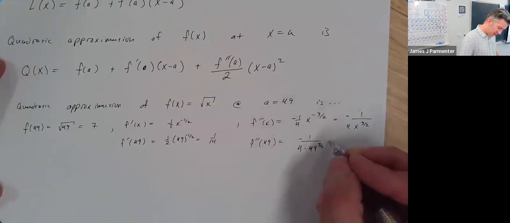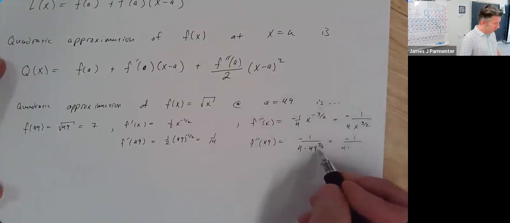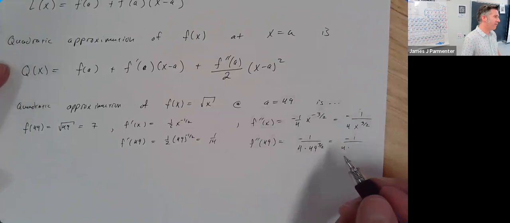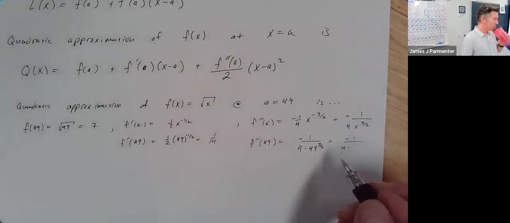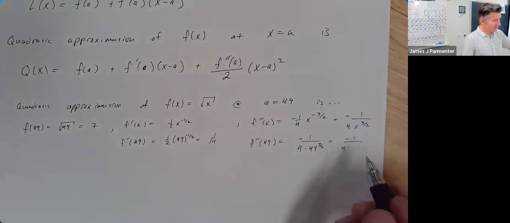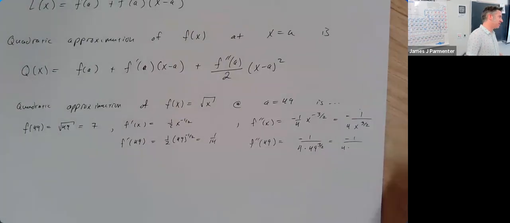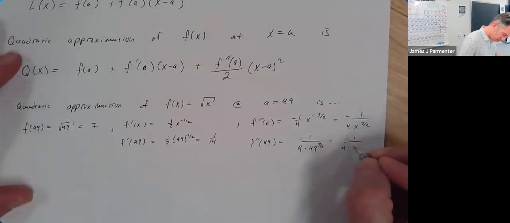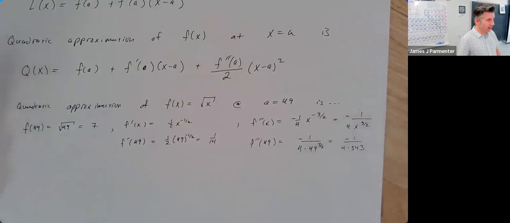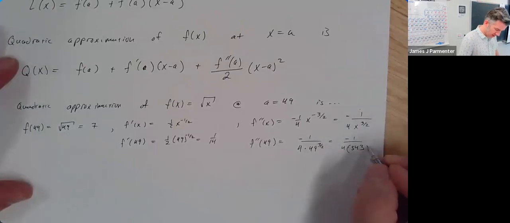I will point out, this ends up being negative 1/4 times... So when you do 49 to the 3/2, what's 49 to the 1/2? And then we do 7 cubed, which is not nice. It's 343. Okay. And I don't know what 4 times that is.